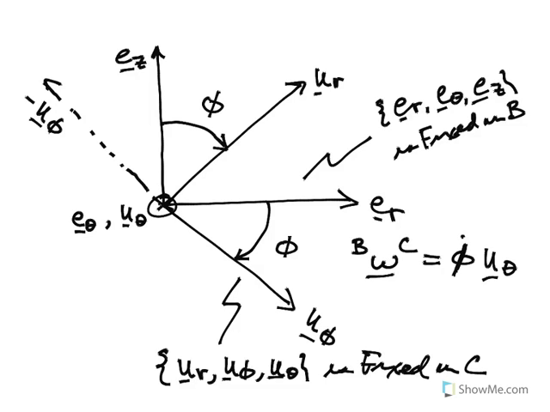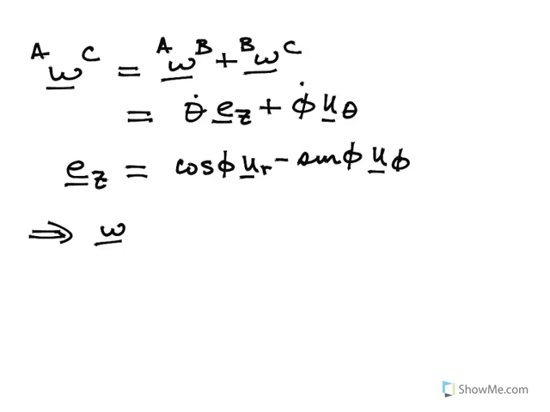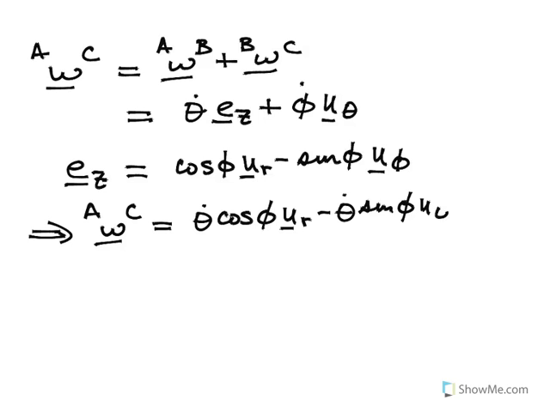So from that picture, I actually get that EZ is equal to cosine of phi times UR minus the sine of phi times U sub phi, which gives me that the angular velocity of C in A is equal to theta dot cosine of phi times UR minus theta dot sine of phi U sub phi plus phi dot U sub theta. And now I can use this information to start computing rates of change.